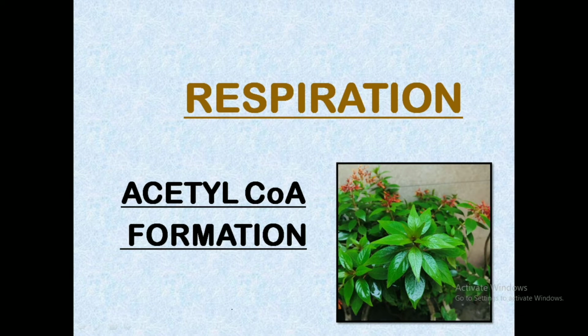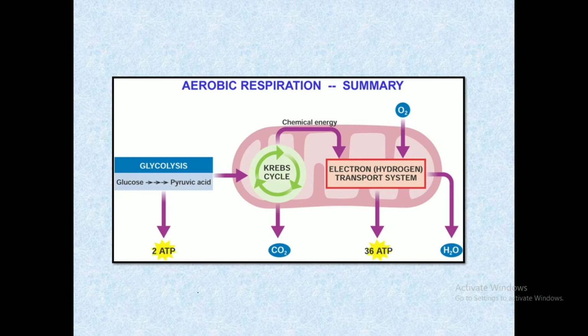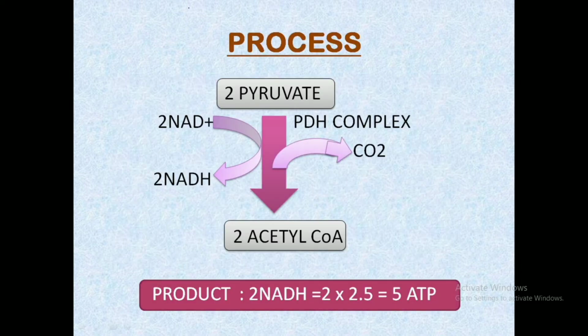This is the third part of respiration, and in this video lecture we'll be discussing the acetyl coenzyme formation. In the previous video we discussed glycolysis, in which pyruvic acid was formed as the end product. Before the pyruvic acid enters the Krebs cycle, there occurs a process in which the pyruvic acid gets converted into acetyl coenzyme A. So in this video lecture, we'll be discussing the acetyl coenzyme A formation, and in the next video, we'll be discussing the Krebs cycle. So let's talk about the process now.